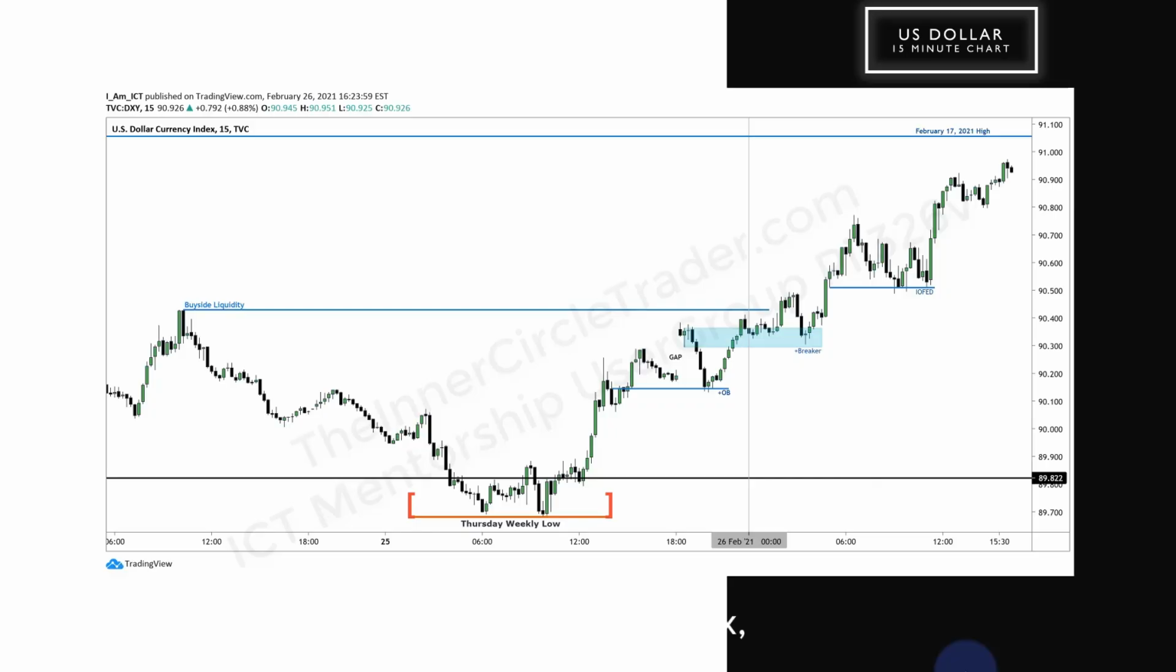All right, so the dollar index, 15-minute time frame, we had buy side liquidity above this old high here, and you can see we outlined that Thursday weekly low, the potential for it to form, when it should form, where it should form, at what price, and with what context that would be the reason for a potential turning point. And it capped the weekly range there.